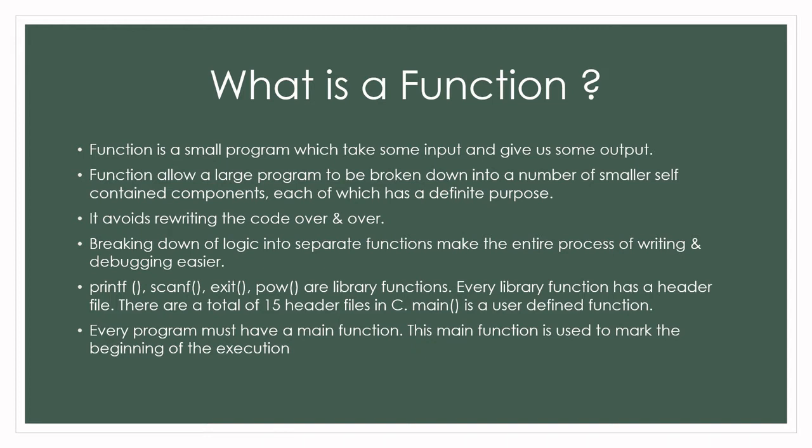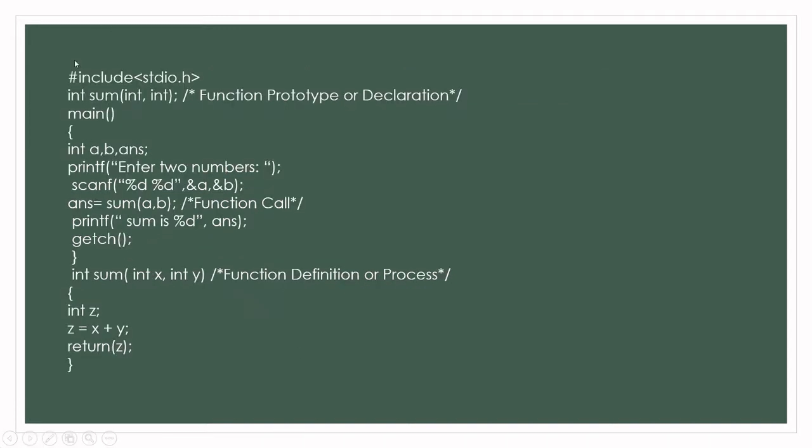So the main function is used to mark the beginning. You can either write int main or void main. Over here it returns a value, so int is written over here. Over here this is a header file, and this is a function. You must declare the prototype of a function. Over here we are using two integers, so we are writing int, and this is the main function. Inside this we are initializing.